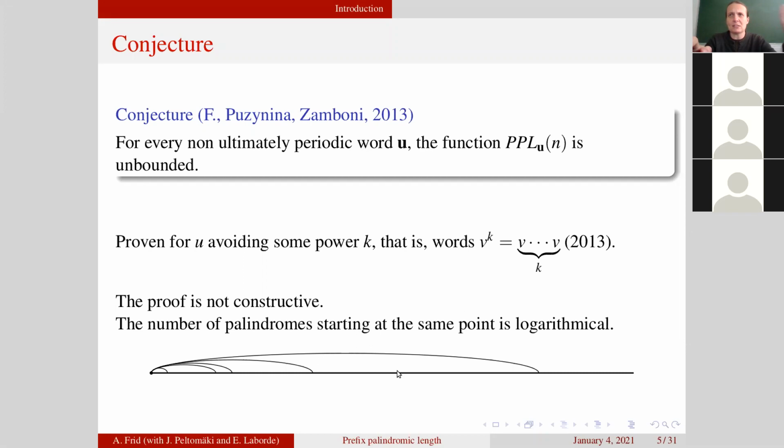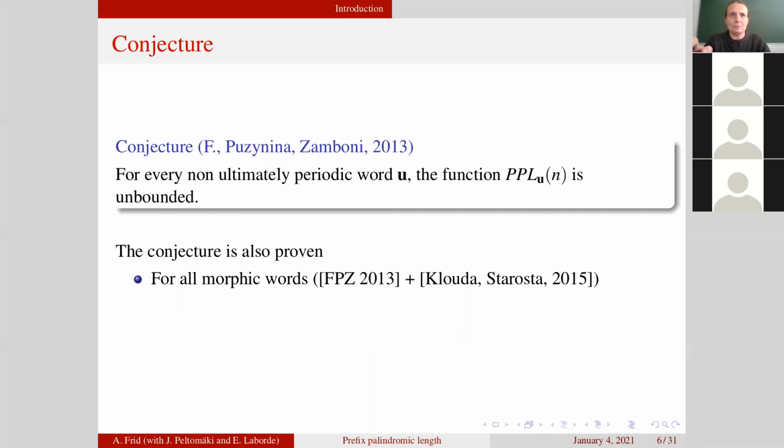I just say it to say that the proof is very short and a bit unexpected. So what else do we know? It is also true for all non-periodic morphic words, which follows from the same paper plus a result of Ciaudo and Starosta. The greedy version of the conjecture is also true. I mean, if we always take the longest palindrome, it is another function, or even different functions, depending on the side from which we start. But anyway, it happens to be a much simpler problem, even if not trivial at all. But the greedy versions are known.